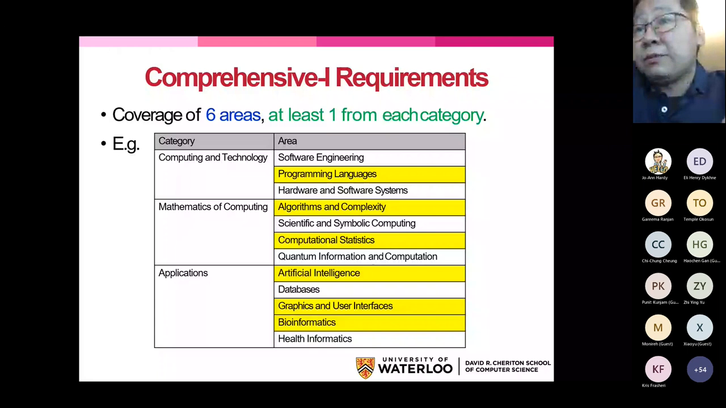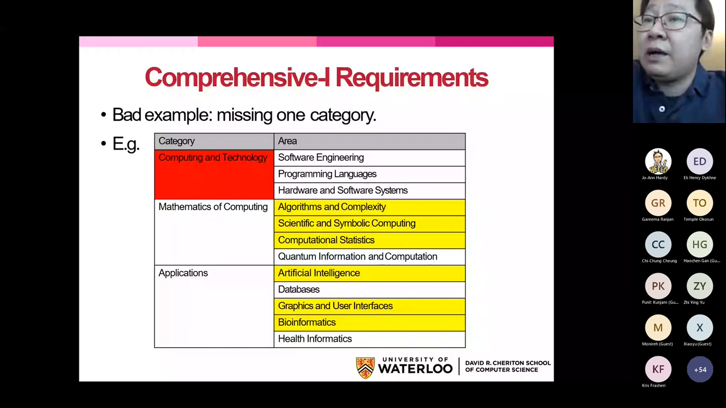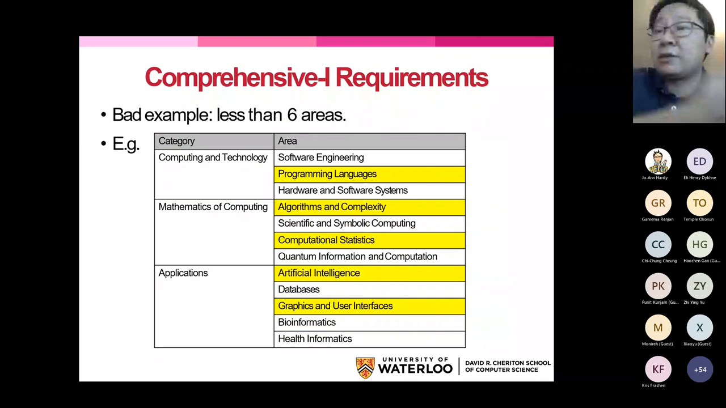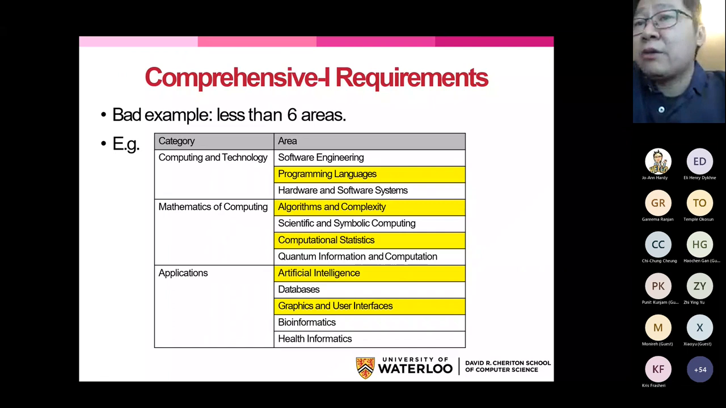Here's an example where you're missing a category. There are six different areas, but you don't have any courses taken in an area in computing and technology. This would not be an approvable plan. If you were to submit this plan to your graduate coordinator, they would come back saying that this is not okay, this doesn't meet the requirements. Another one that is incorrect is here, where you're covering all the categories, but there are only five areas, so that's not sufficient.